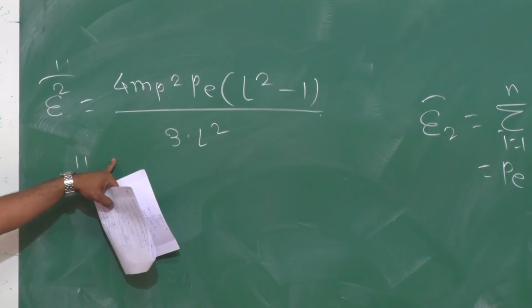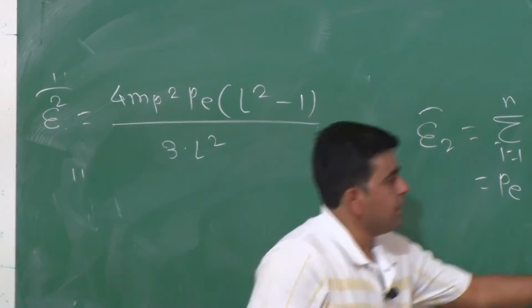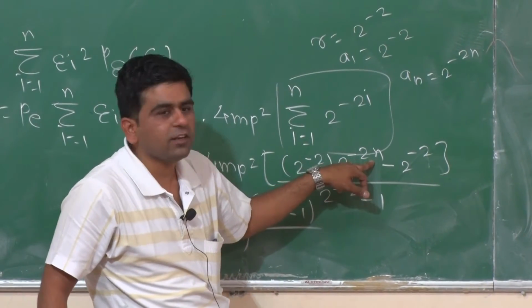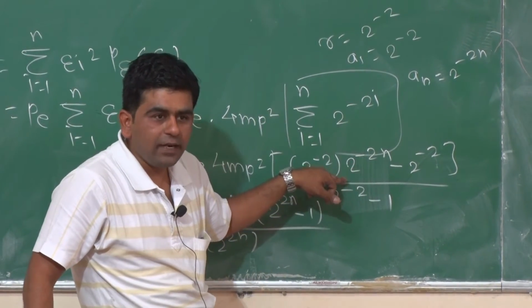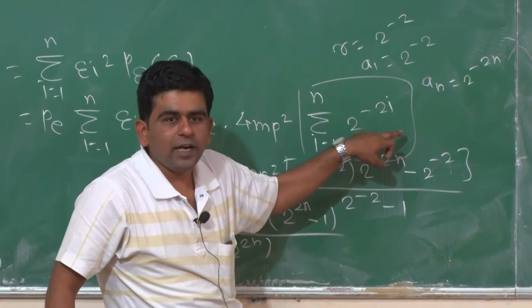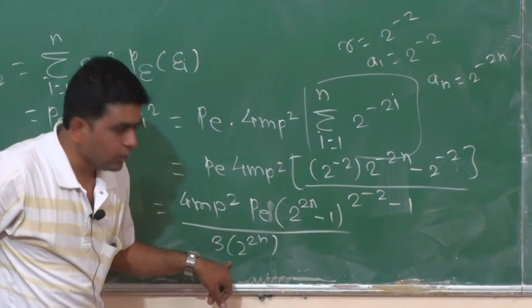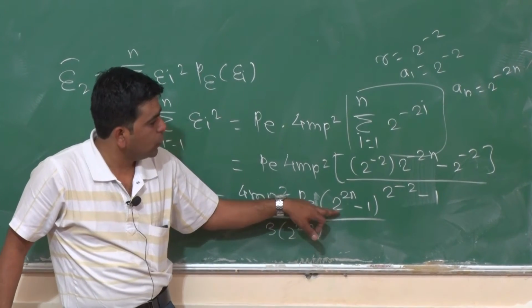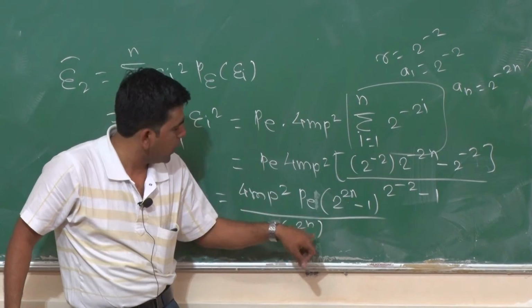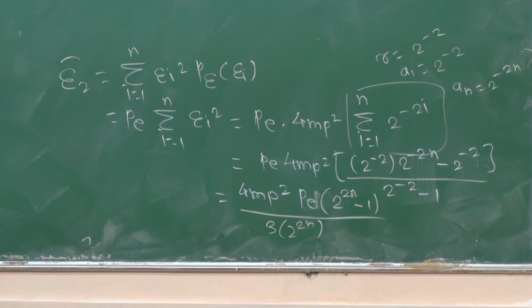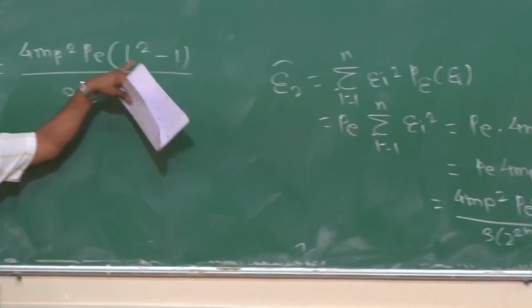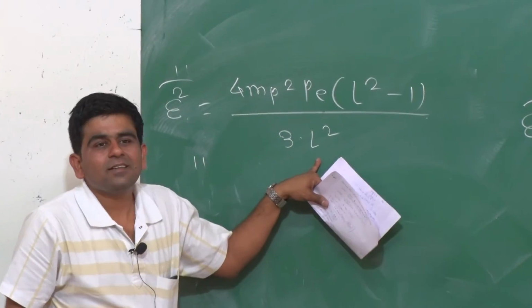Is it clear? In this term, we have to divide by 2 raised to minus 2 into 2 raised to minus 2n. Dividing the same term in numerator and denominator, this will give 4 MP square into probability of error into 2 raised to 2n minus 1 divided by 3 into 2 raised to 2n. So this can be represented as 4 MP square into probability of error into L square minus 1 divided by 3L square.